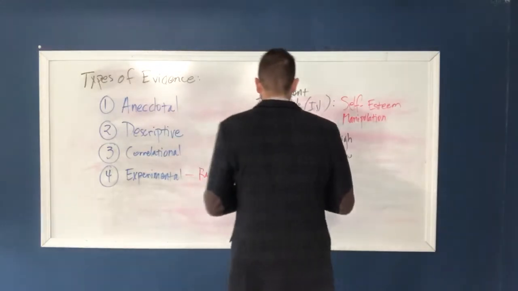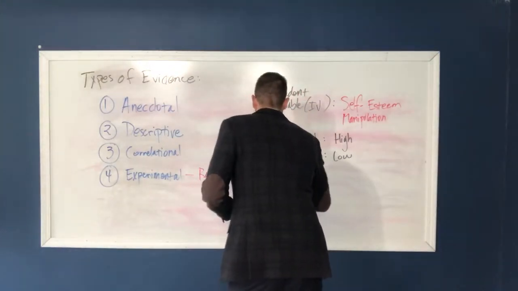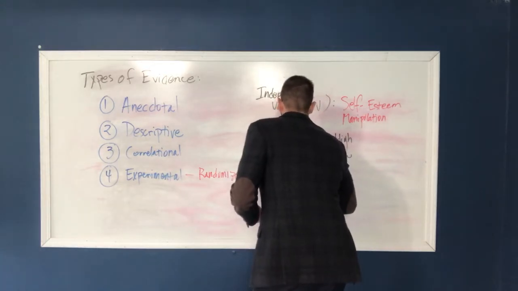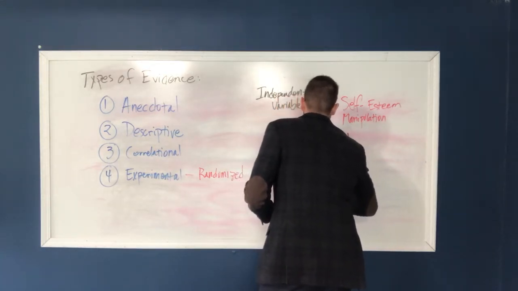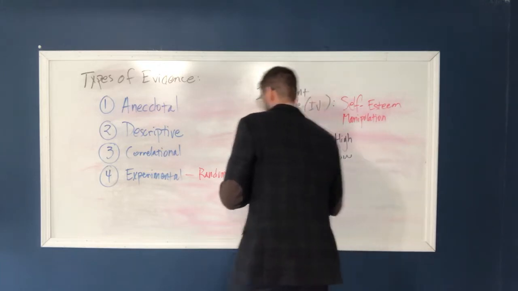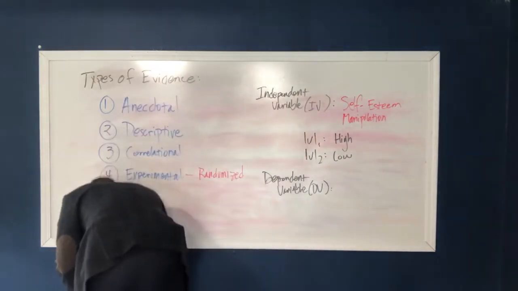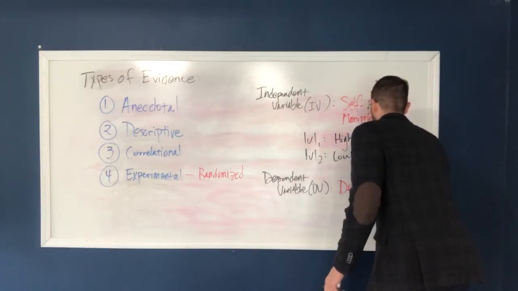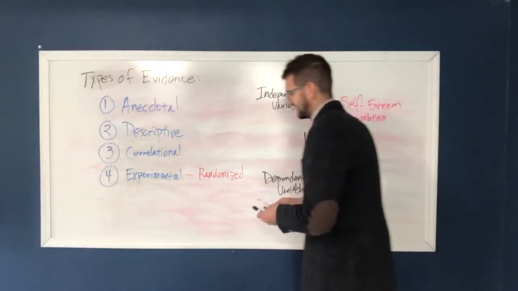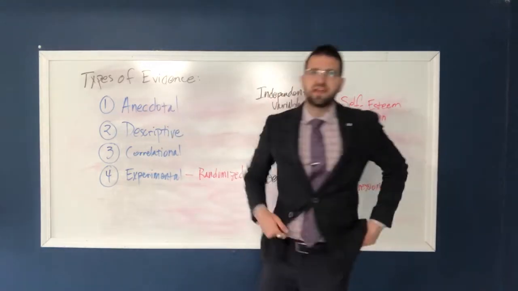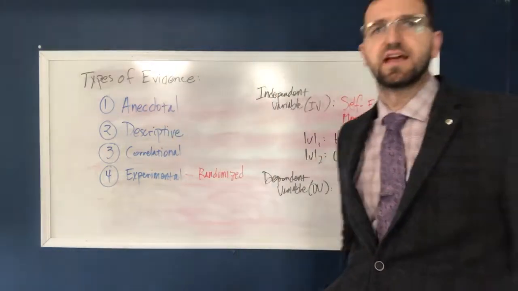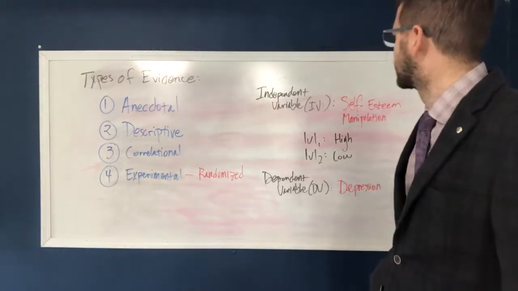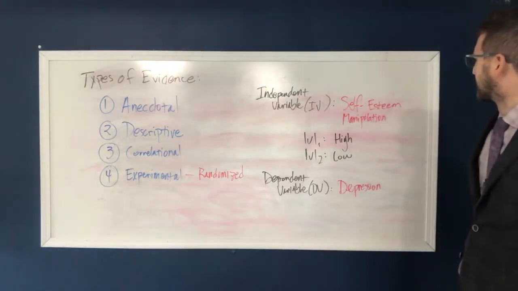And then we would have a dependent variable, or DV, which this could be our depression score. And again, this is all hypothetical, and I'm just throwing out this fabricated example for the purposes of this class. Okay.